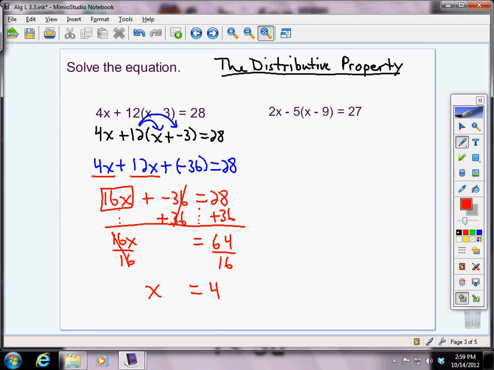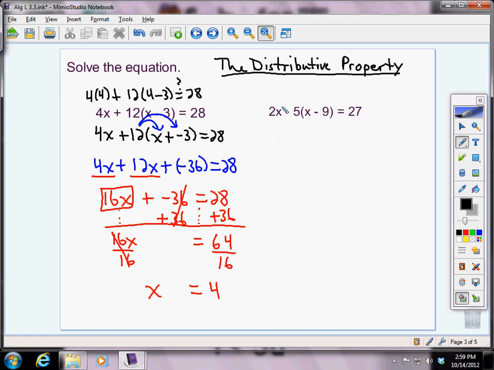Again, if you want to know if you're right, plug it back in. This would be 4 times 4 plus 12 times 4 minus 3. And we want to know, does that equal 28? 4 times 4 is 16. 4 minus 3 here is 1, so this just becomes 12 times 1, which is 12. 16 plus 12 is 28. So again, we used the distributive property, combined our like terms, and then just solved our two-step equation.